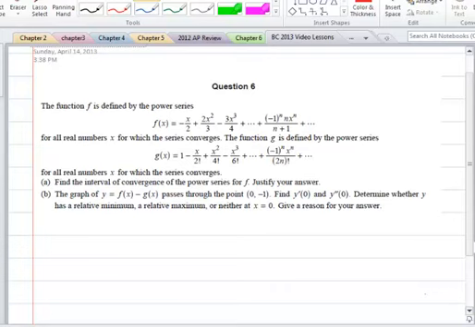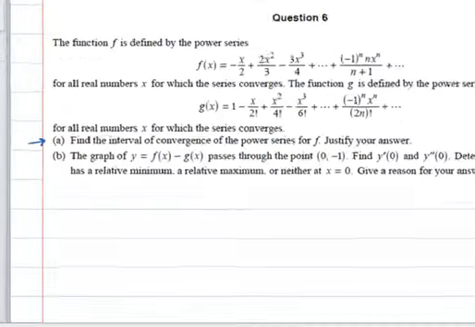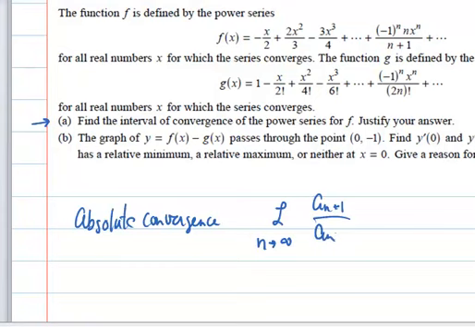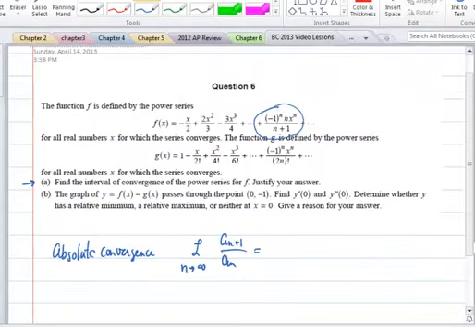And the first thing they want us to do in part A is find the interval of convergence of the power series. So what we need to do is consider absolute convergence first with a ratio test. This test is basically looking at the limit as n goes to infinity of a sub n plus 1 over a sub n. And we will have to set that ratio with the general term.